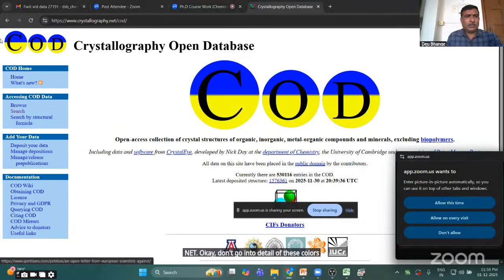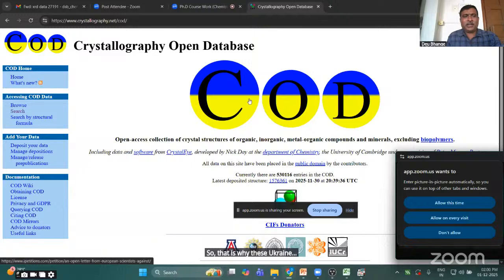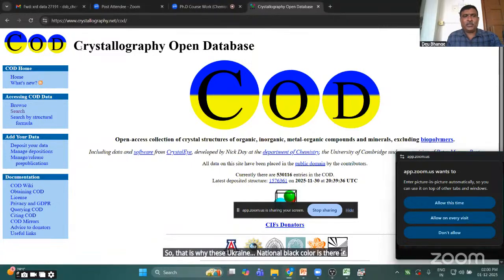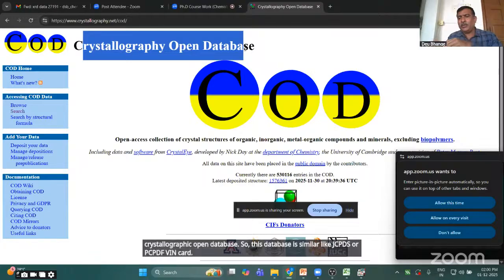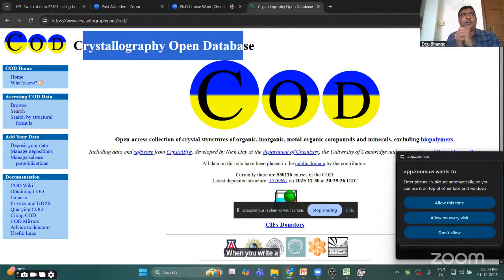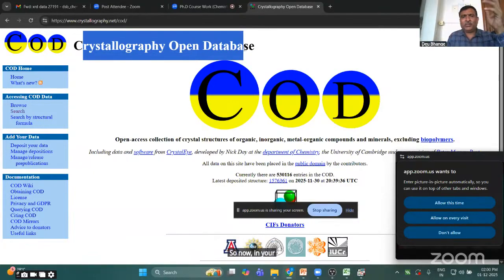Okay, don't go into detail of these colors. The European countries are supporting Ukraine, so that is why this Ukraine national flag color is there.